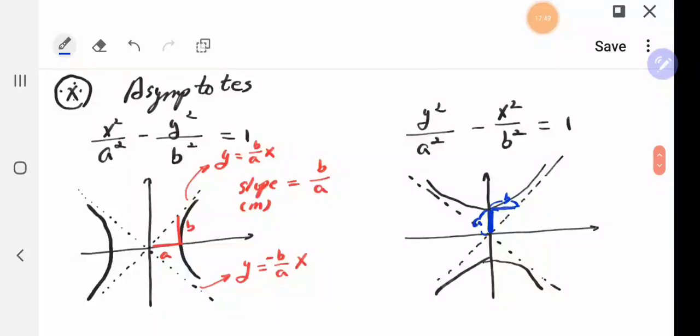From this, the slope is rise over run, so A over B. So the equation of this asymptote is y equals mx plus b, so this will be A over B x plus 0. And how about this one? The equation of this asymptote will be negative because this is going down, so negative A over B x.